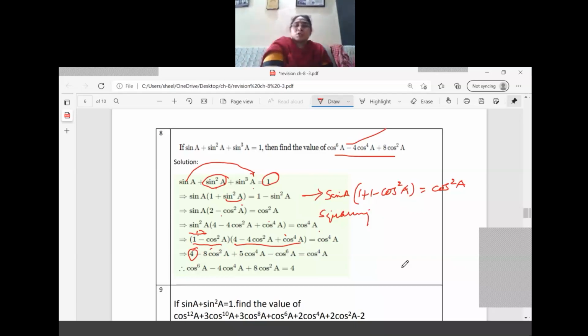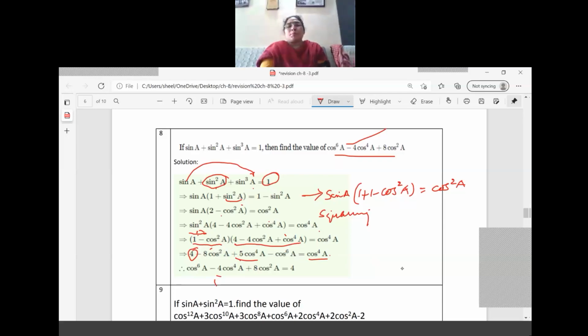So cos raised to 4 and cos raised to 4 is in the simplification, right? Nothing else, all the remaining terms are as they are, right? So when we take minus plus 5 cos raised to 4A, it became minus 4 only. That is why minus 4 came here. Minus 5 plus 1 here, so minus 4 only. That is the only simplification.